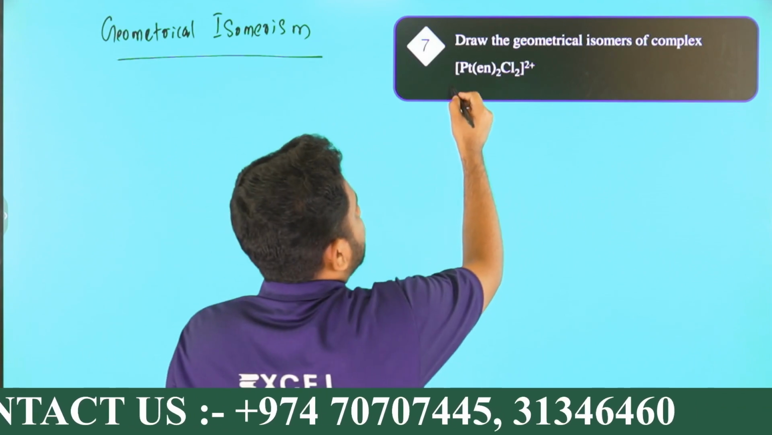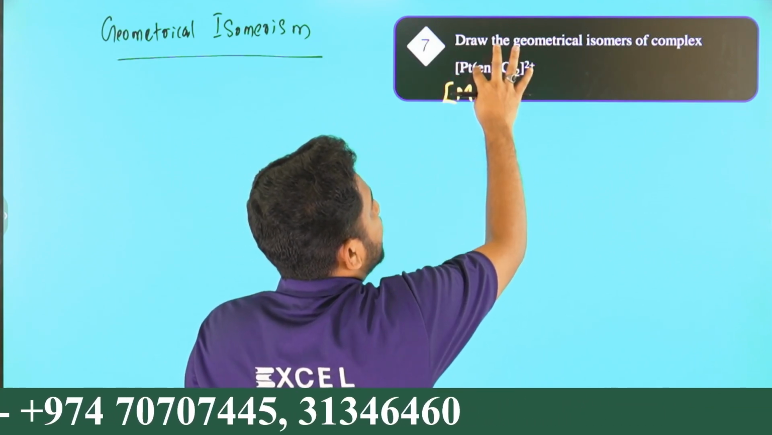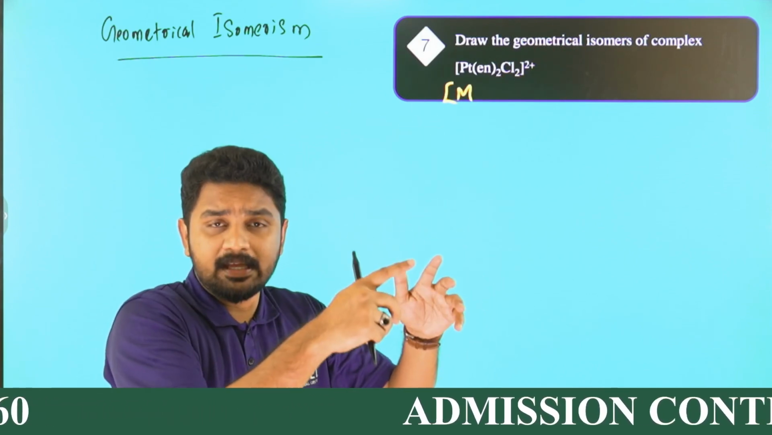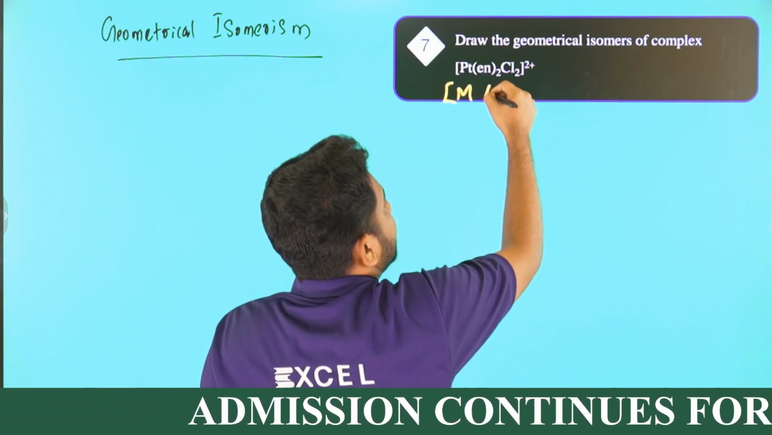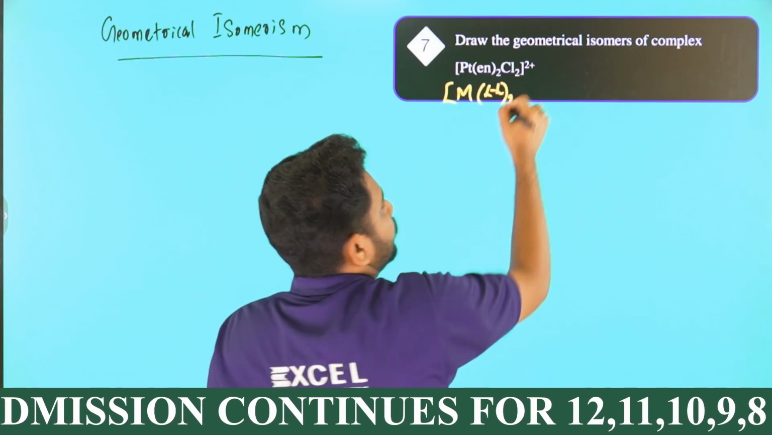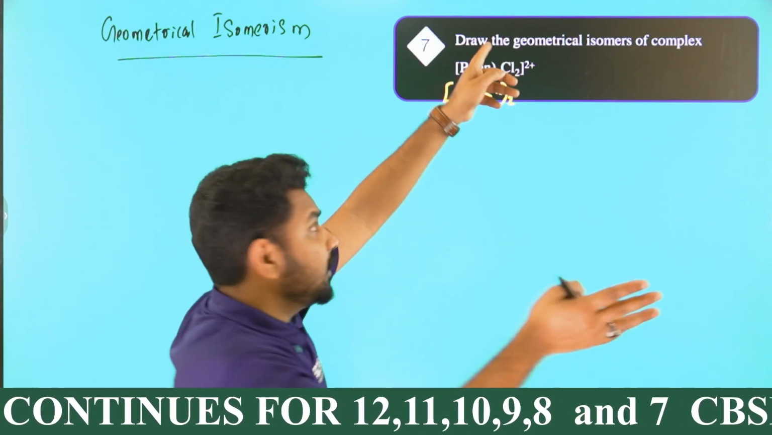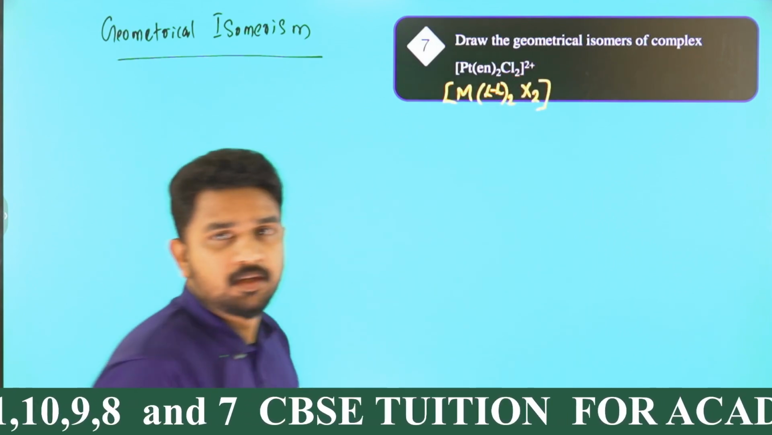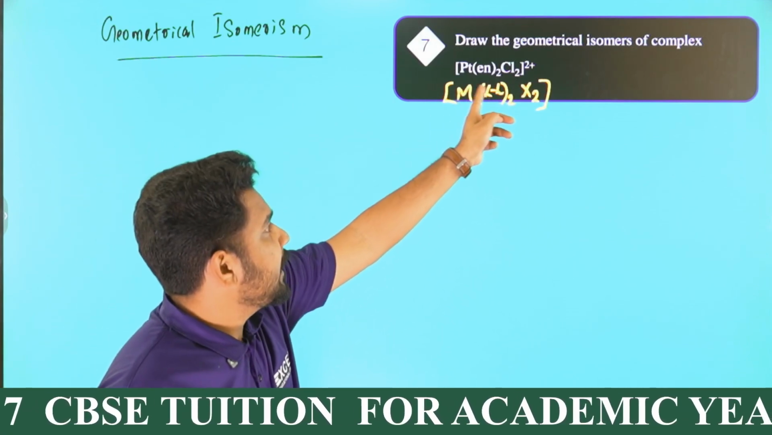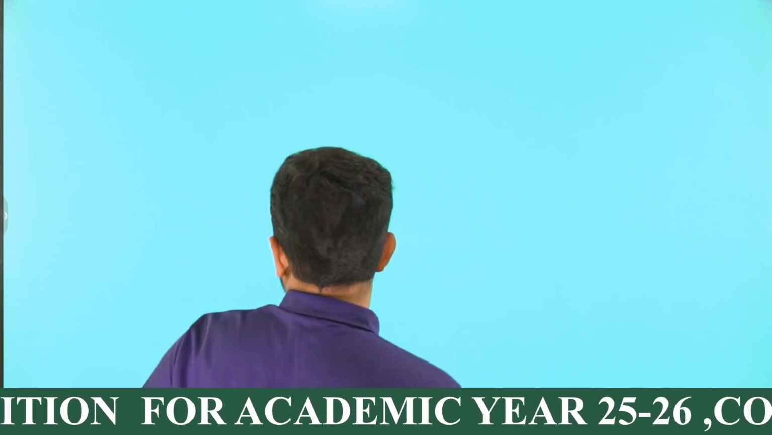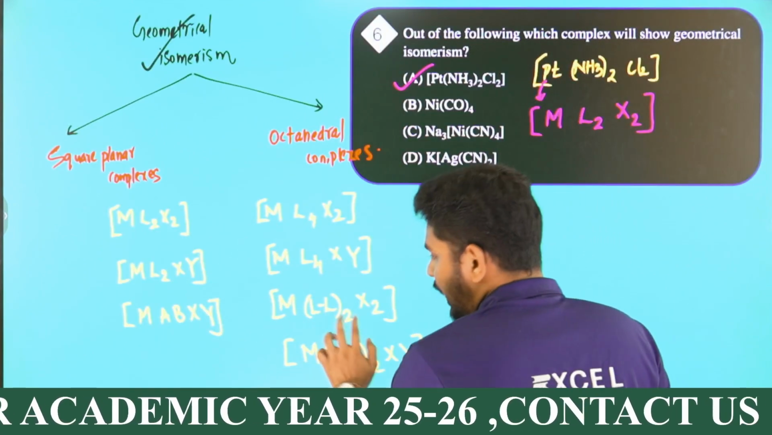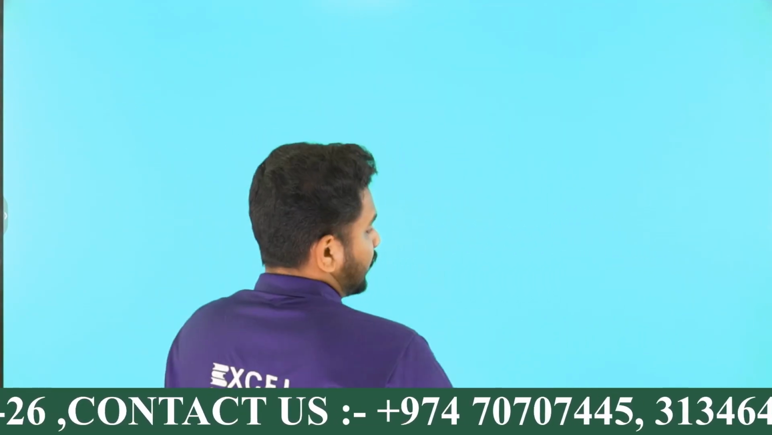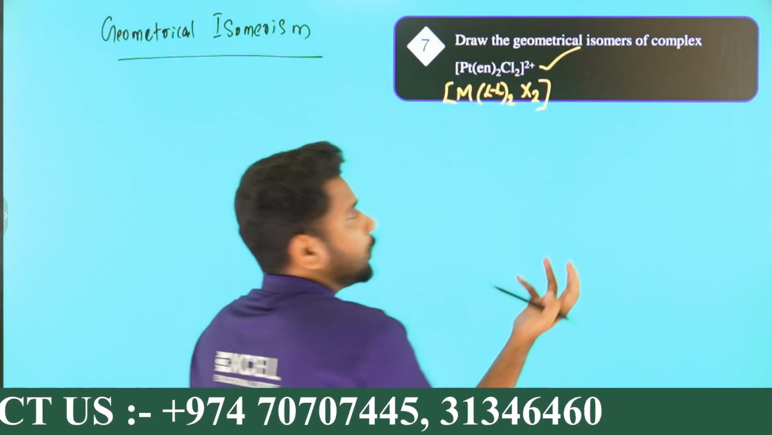Let's check the formula. Platinum, the central metal. En, what do you mean by en? It is ethane 1,2 diamine. Ethane 1,2 diamine, or ethylene diamine, is a bidentate ligand. So you can represent it like LL. How many bidentate ligands are there? 2. And chlorine is another ligand, I am representing it like X. How many chlorine are there? 2. So X2. So now you can see M(LL)2X2. Can you check here? Yes, M(LL)2X2. This compound can show geometrical isomerism. So in this way you can say that this compound can show geometrical isomerism.